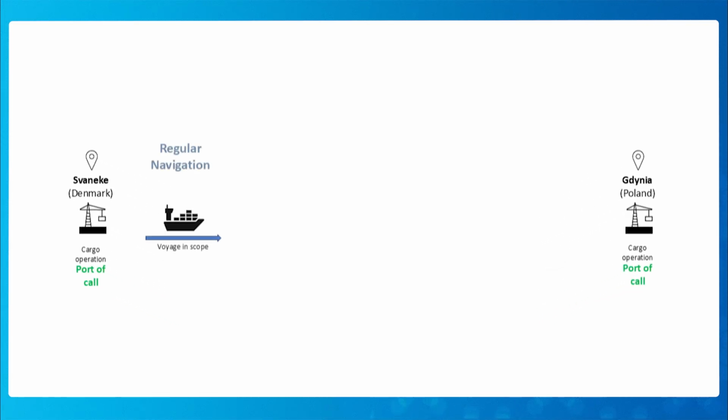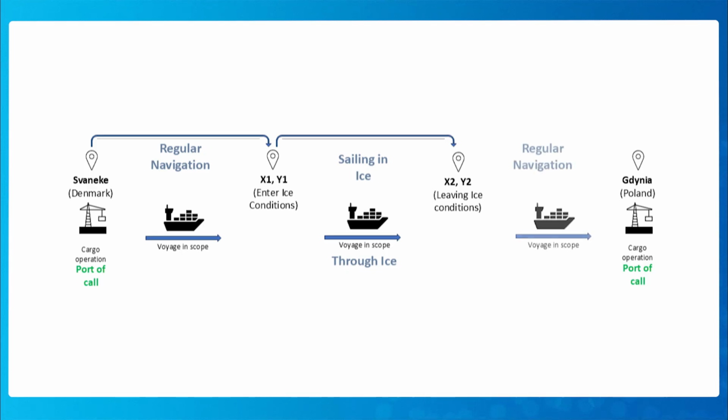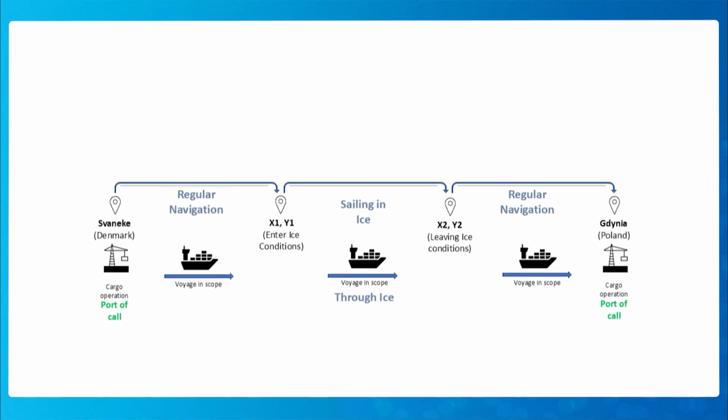First, regular navigation from the port in Denmark until the ship enters ice conditions at position with coordinates x1, y1. Second, navigation through ice conditions from the previous position until the ship exits ice conditions at position with coordinates x2, y2. And the third segment is the regular navigation from the previous position, exiting ice conditions, until the port in Poland.